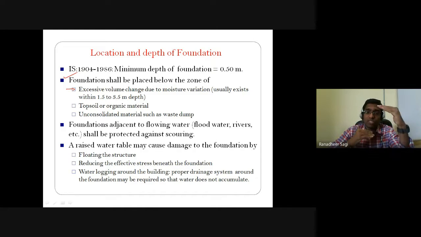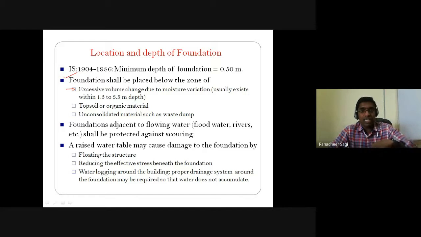Only within that depth of the region you will see the variation of moisture content, which would result in the variation of the volume of the soil. So it is better you avoid the construction of the foundation in that particular region of expansive soil where you have the variation in the moisture content.